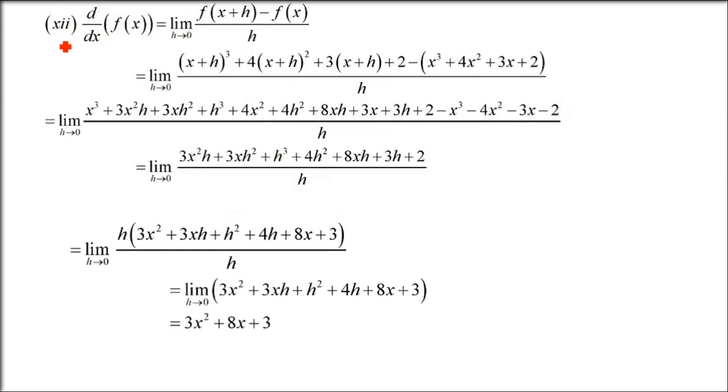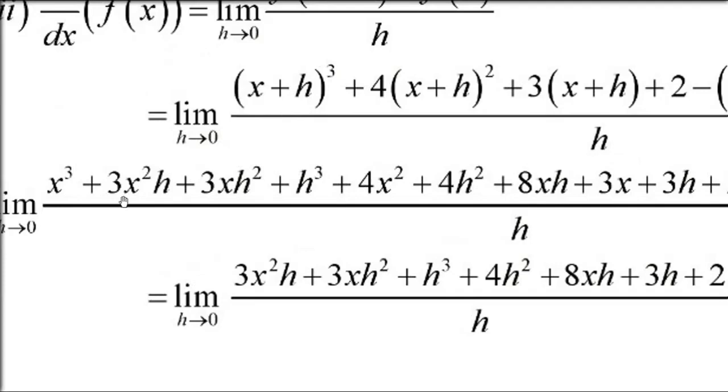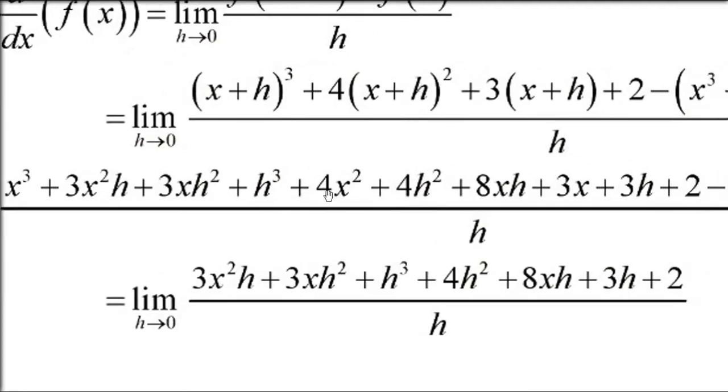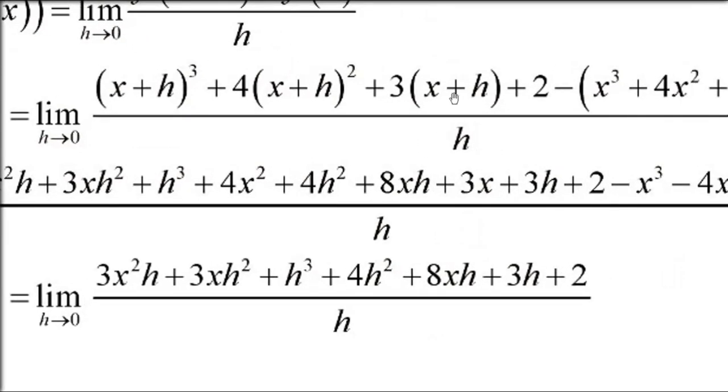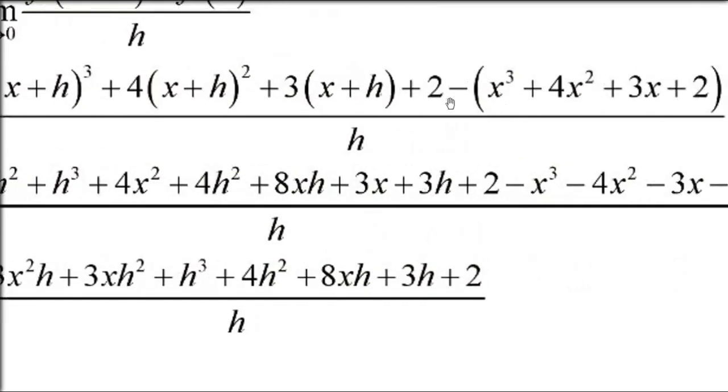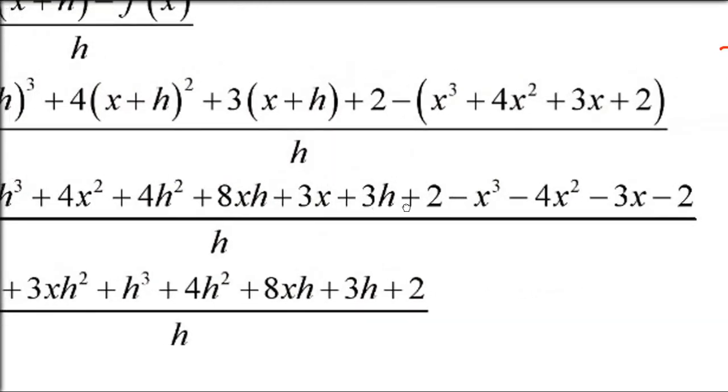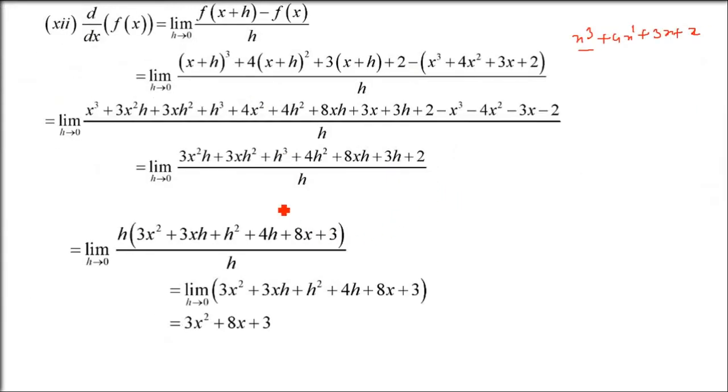Now the 12th one, x cube plus 4x square plus 3x plus 2. Now x plus h, f(x plus h) minus f(x) by h. So just take it here. Now you know this x plus h whole cube. So just open this. You know a plus b whole cube, you know a plus b whole square. Just open this, and the solution is in front of you. I'm not doing it one by one, because we have already done this type of question. Just cancel those which are being cancelled.